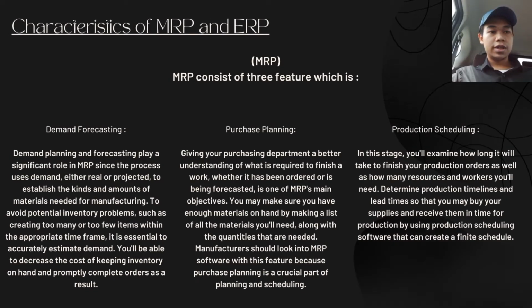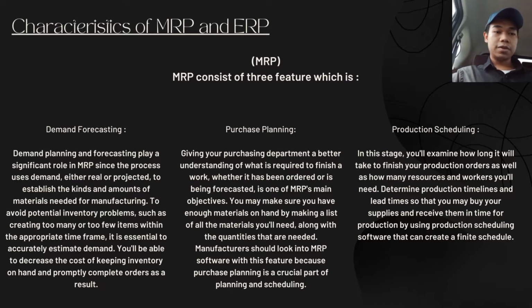Now we move on to the characteristics of MRP and ERP. MRP consists of three features, which are demand forecasting, purchase planning, and production scheduling. First is demand forecasting. Demand planning and forecasting play a significant role in MRP since the process uses demand, either real or projected, to establish the kinds and amount of material needed for manufacturing. To avoid potential inventory problems such as creating too many or too few items within the appropriate time frame, it is essential to accurately estimate demand. You will be able to decrease the cost of keeping inventory on hand and promptly complete orders as a result.